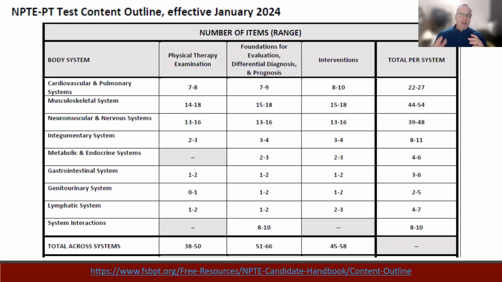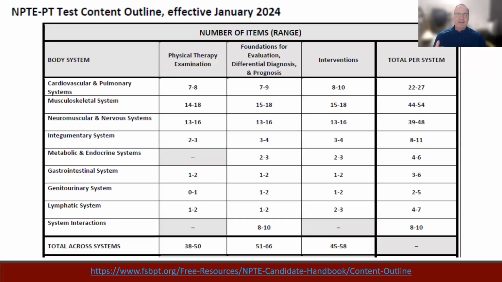I think it's always good, and y'all, especially if you're going to be taking the exam at the end of January, you're very well aware of the FSBPT content outline that went into effect in January of 2024. So for this 5-year iteration of the NPTE, the examination that you are going to be taking, this is the content outline, and this is just a little bit of a snapshot.